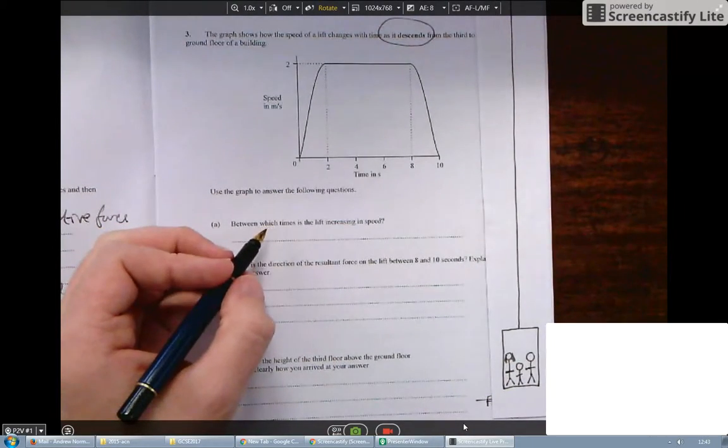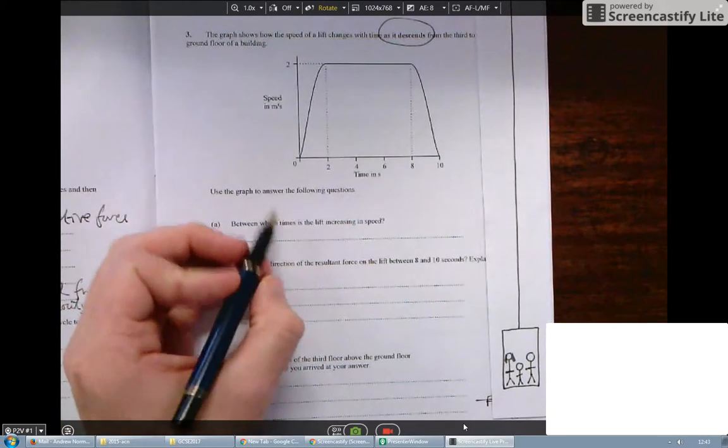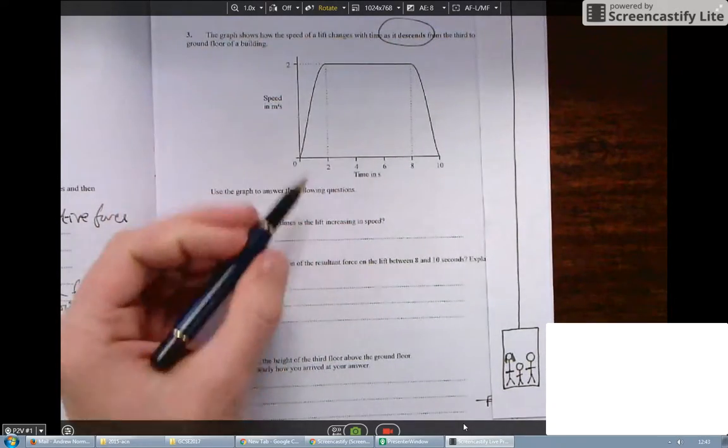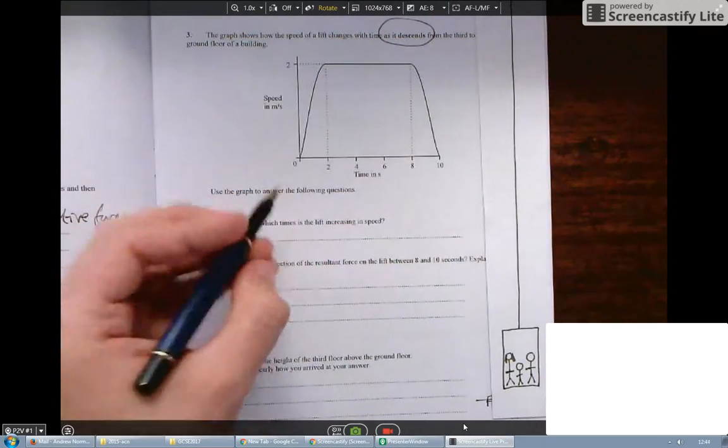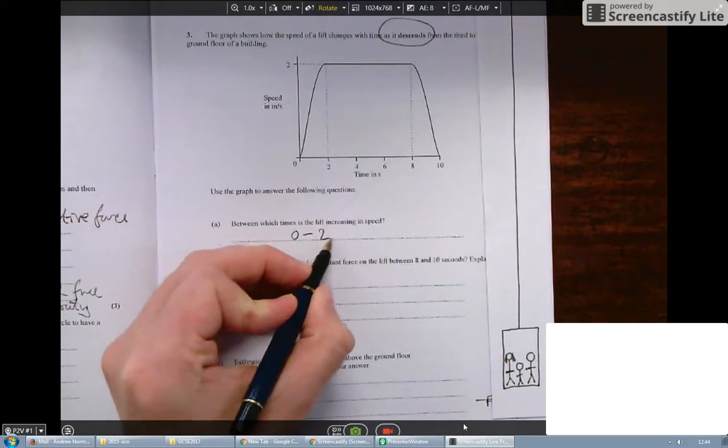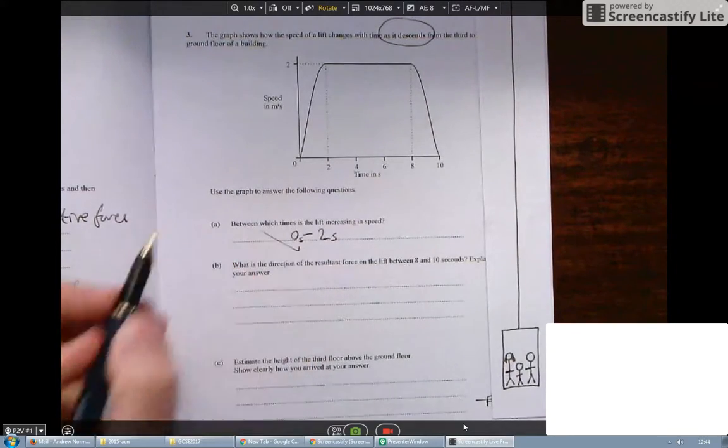So between which times is the lift increasing in speed? It's increasing here as the graph's going up because the acceleration is shown by the slope of this line, so 0 to 2 seconds for 1 mark.